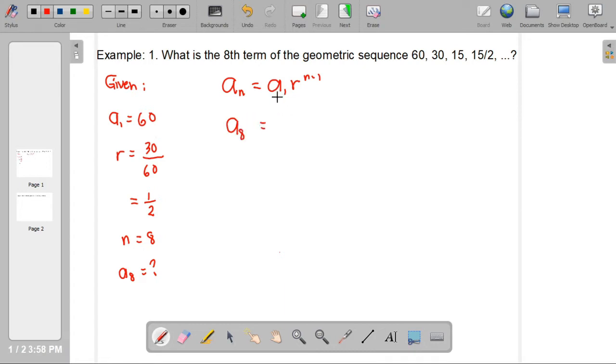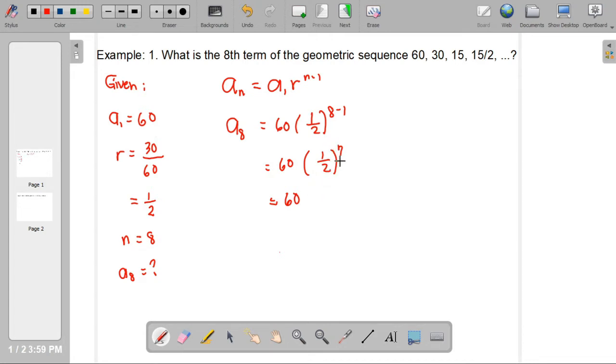This is equal to our a sub 1, which is 60, times our r, which is 1/2, to the exponent of n, which is 8 minus 1. Now from here, that is simply copy 60 and 1/2. Then 8 minus 1, that is equal to 7. Again, we copy 60. You cannot multiply yet, because it is an exponent. Okay?